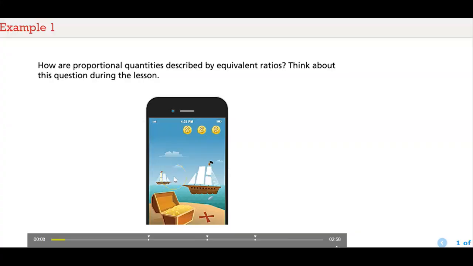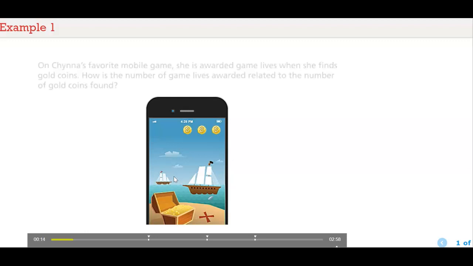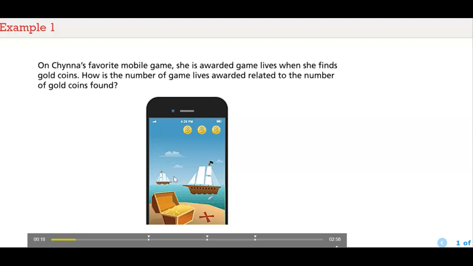Quantities described by equivalent ratios. Think about this question during the lesson. On Shina's favorite mobile game, she is awarded game lives when she finds gold coins. She wants to know how the number of game lives awarded is related to the number of gold coins she finds.